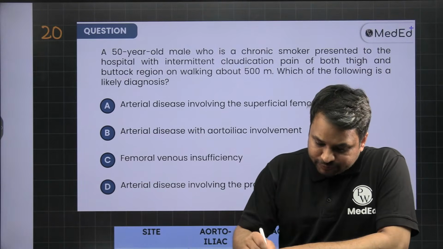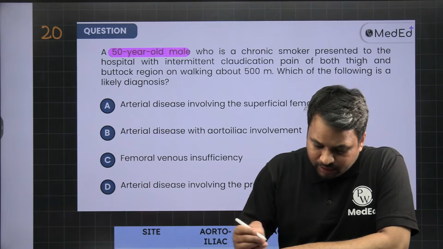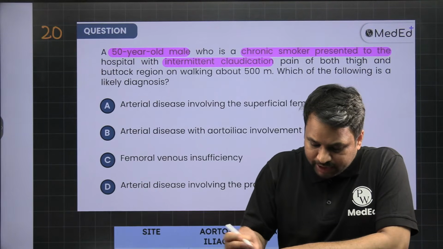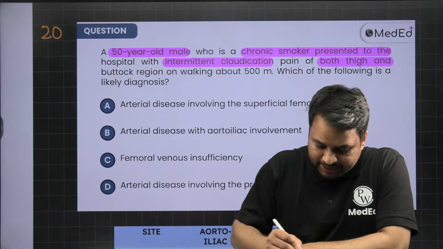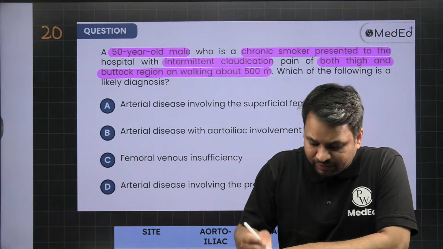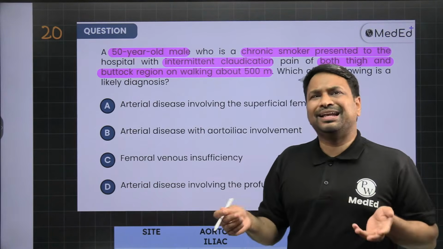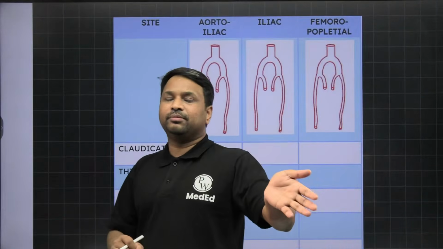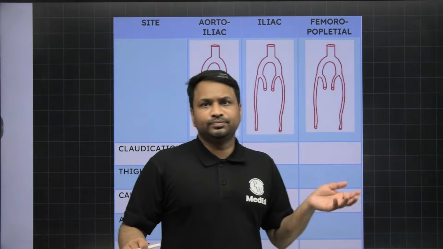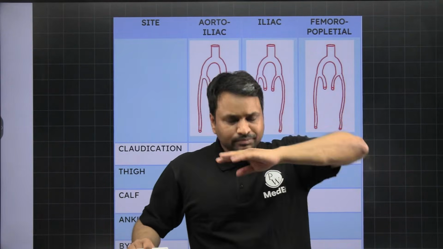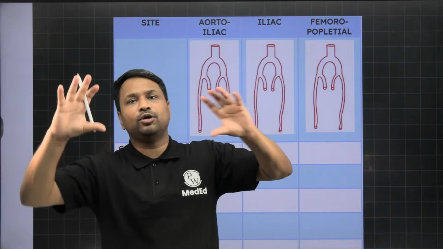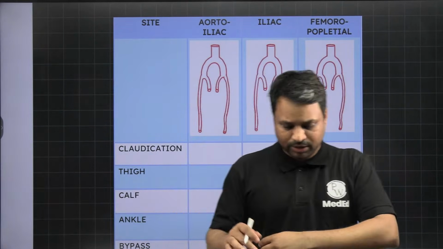Now, when you have a 50-year-old male who is a chronic smoker presented to the hospital with intermittent claudication in both the thighs and the buttock regions on walking about 500 meters, right? Which is the following likely diagnosis? It's a very simple question. They've given you the level of intermittent claudication, they told you which muscles are involved. They're asking you the level of occlusion, as simple as that.